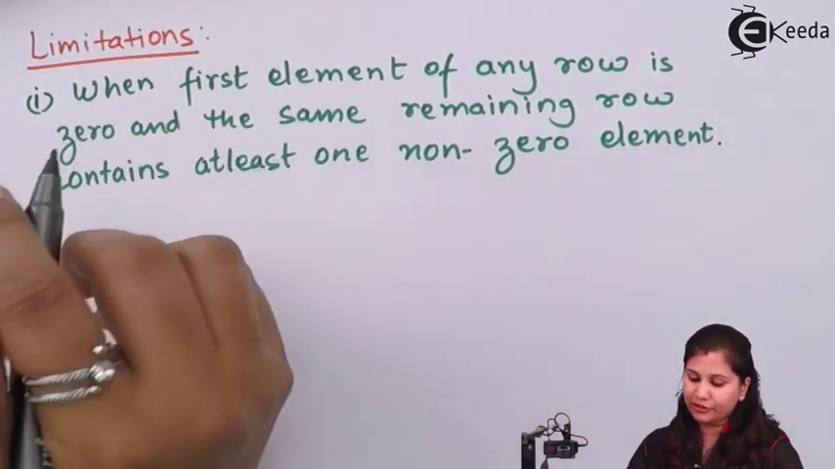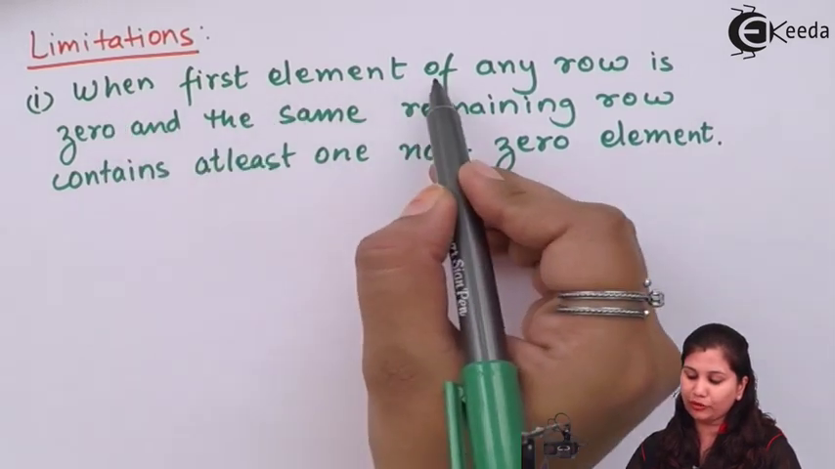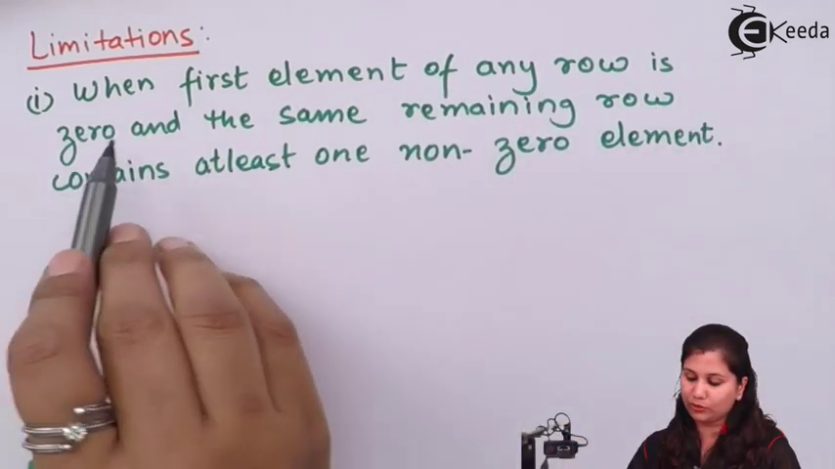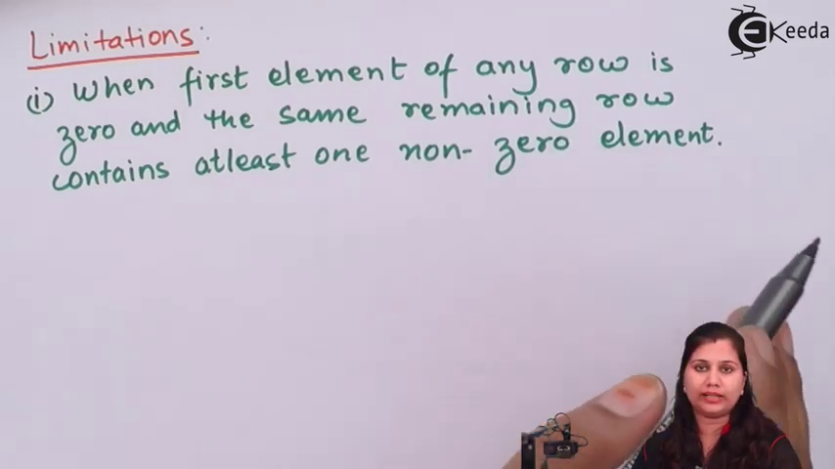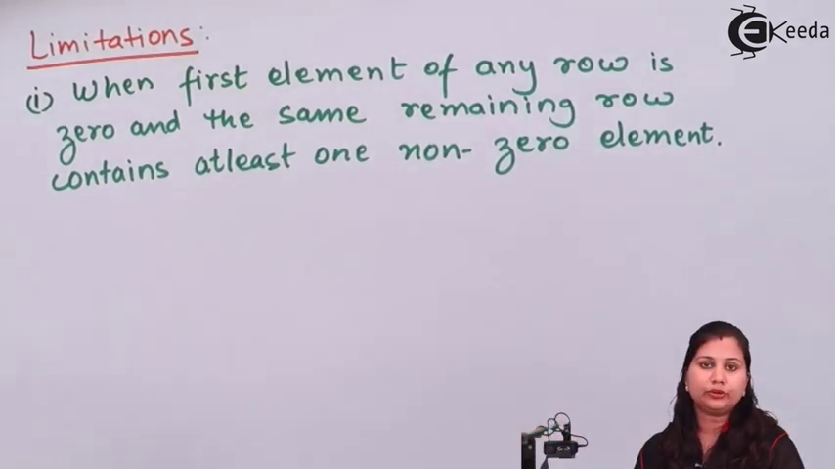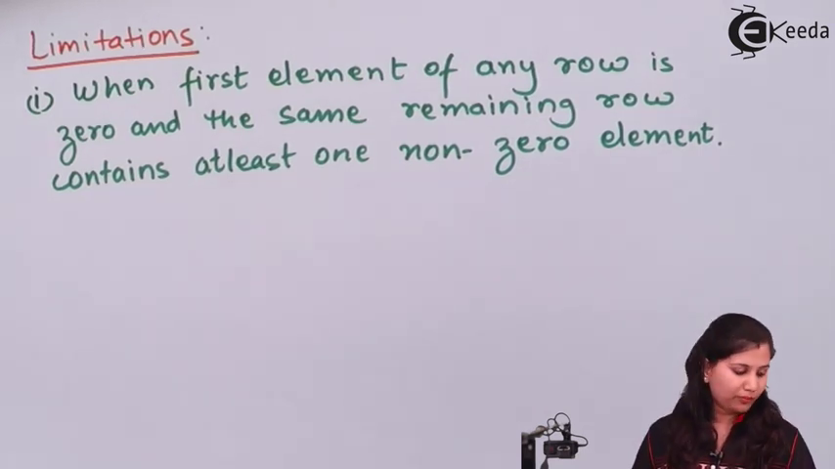Now the first limitation we have is when the first element of any row is 0 and the same row contains at least one non-zero element. So when we are building the Routh array, we encounter a situation where the first element of a row comes out to be 0 and this row has at least one non-zero element. So how are we going to solve such problems?